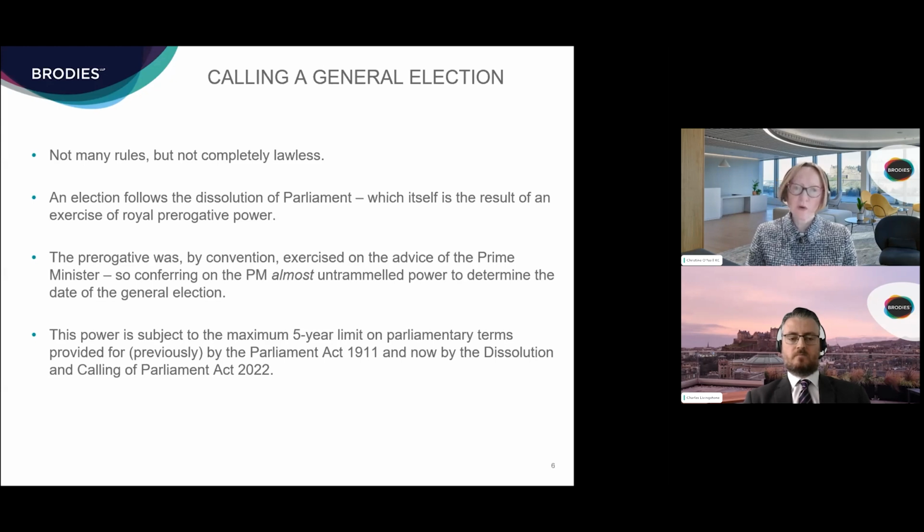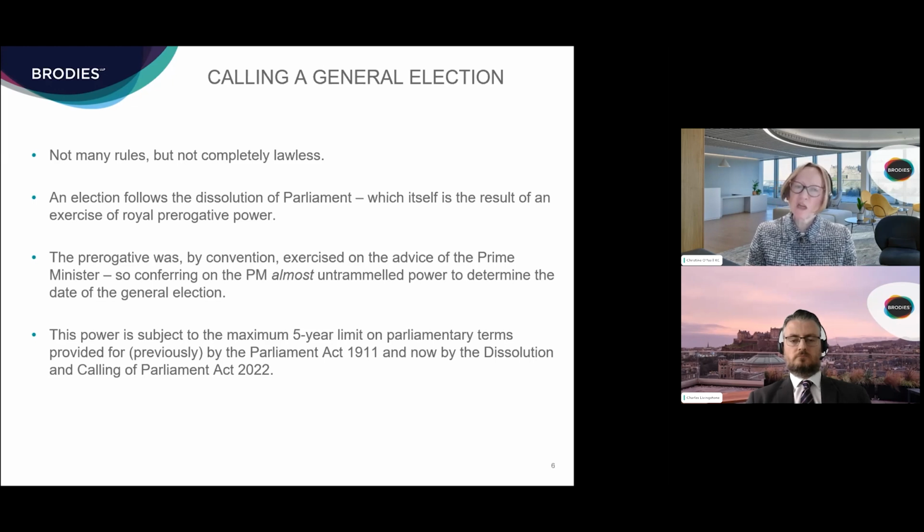Now, that power to dissolve was and continues to be, by convention, exercised on the advice of the Prime Minister. So it gives to the Prime Minister in the United Kingdom almost, and I say almost, untrammelled power to decide on the date of the general election. The Prime Minister will fix a date in his or her mind, will take that to the monarch, and the monarch, in almost every case, will agree to dissolve Parliament at the request of the Prime Minister.